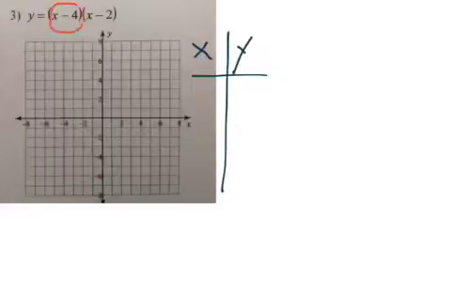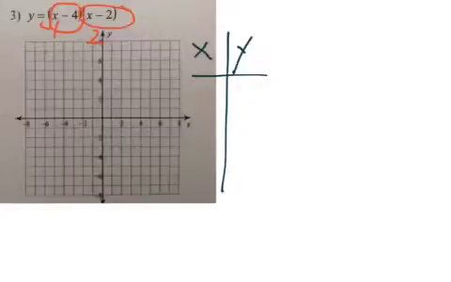Ask yourself, what minus 4, see that x minus 4? So what number could I put in there to make it 0? What minus 4 is 0? Well, of course, 4 minus 4 is 0, right? Do the same thing with x minus 2. What minus 2 is 0? Well, of course, 2 minus 2 is 0, right?